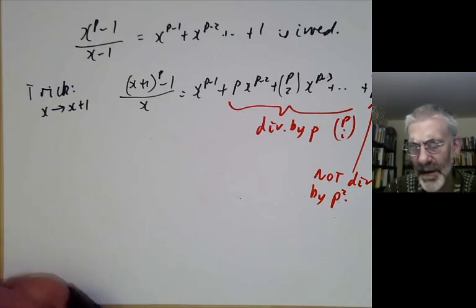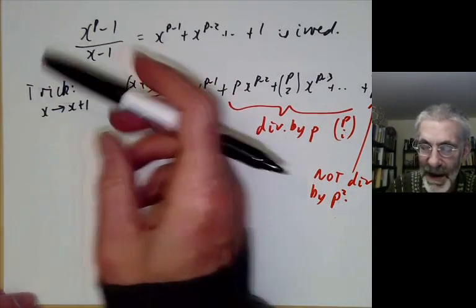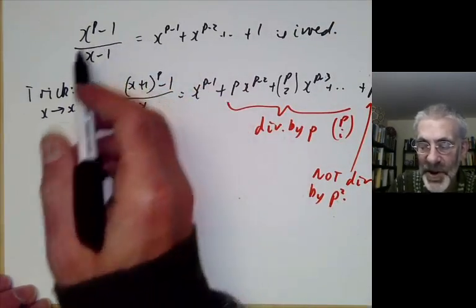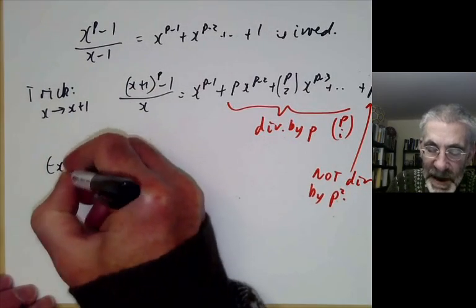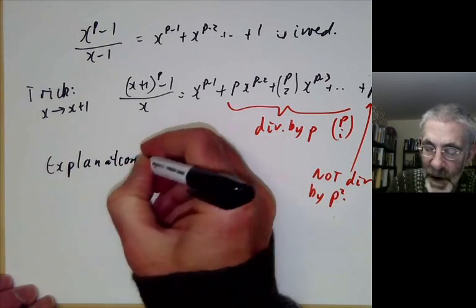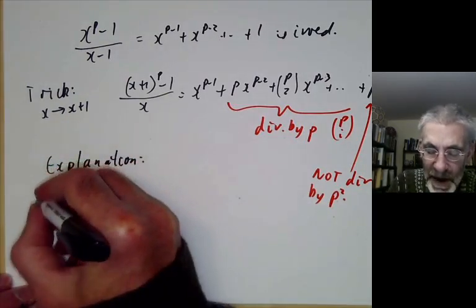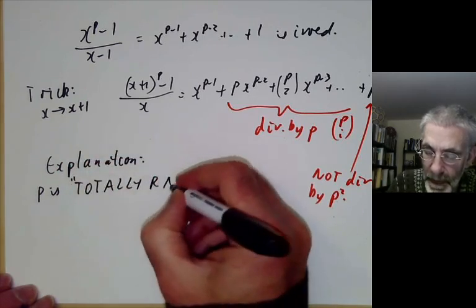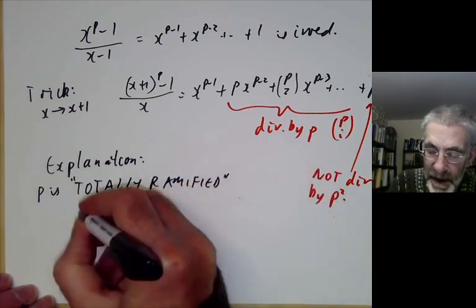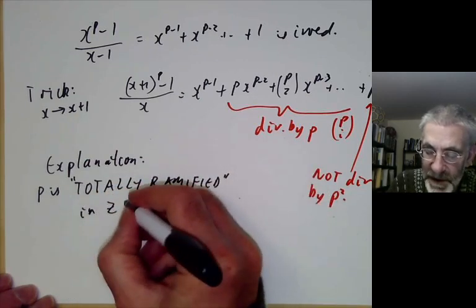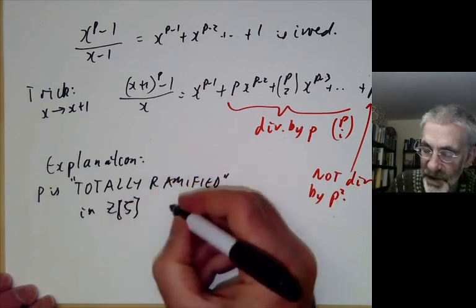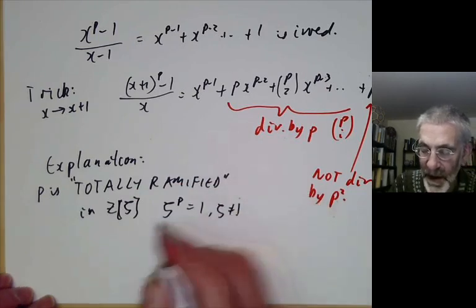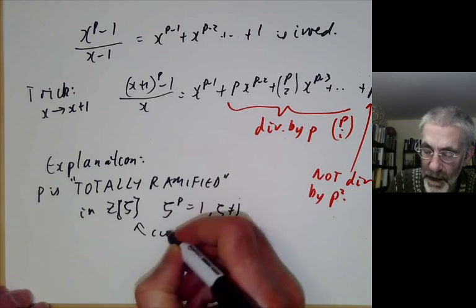This looks like a sort of very weird ad hoc trick that just randomly works for this particular polynomial if we make this strange change of variable. There is actually a good explanation for why this works. The point is that p has a property called totally ramified in the ring of integers generated by a primitive pth root of unity. So zeta to the p is equal to 1 and zeta is not equal to 1. So this is called a cyclotomic field.